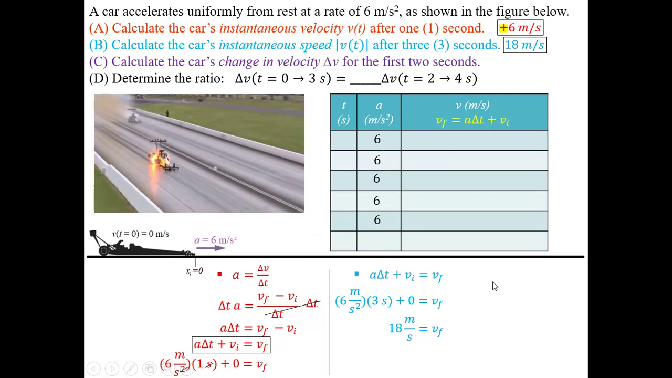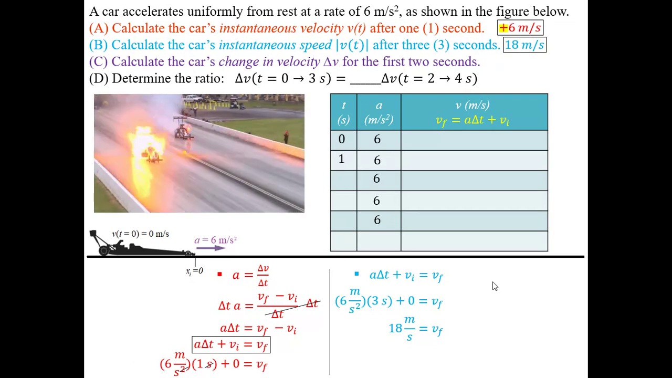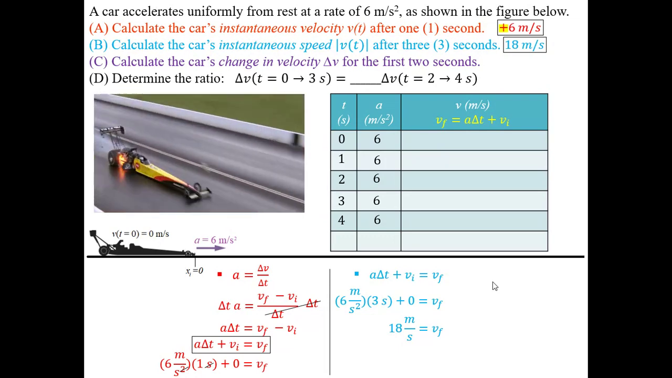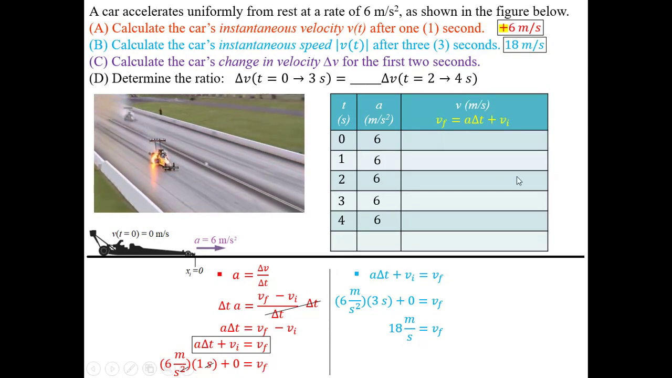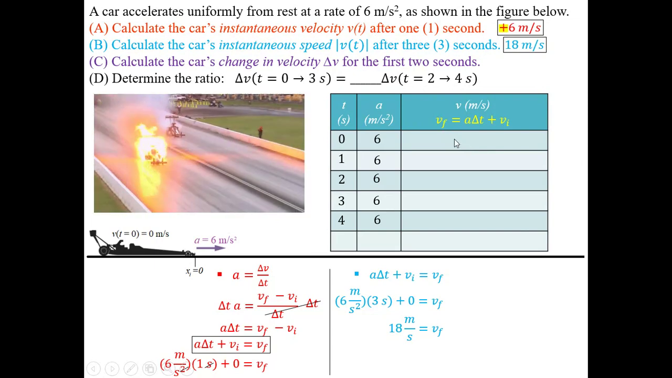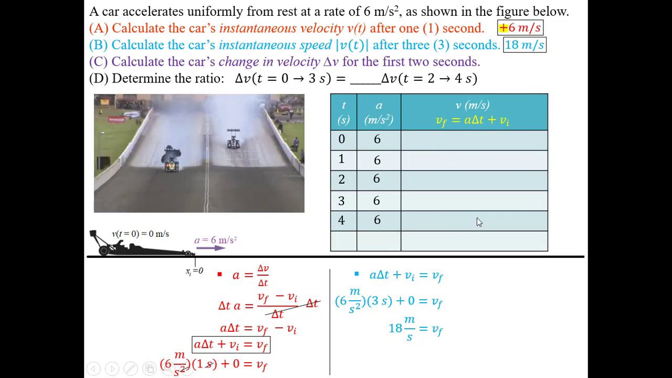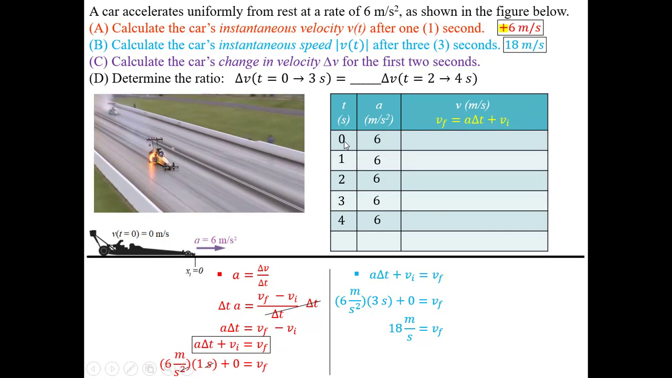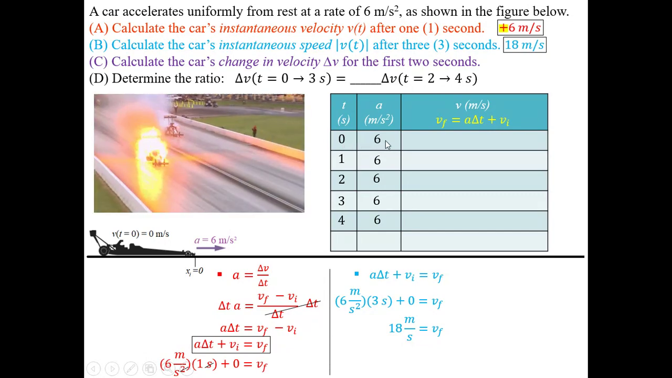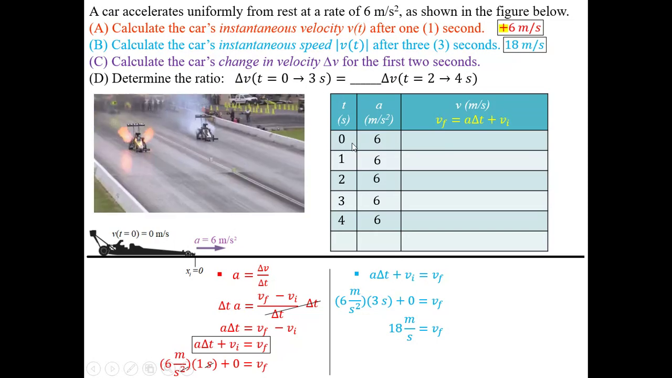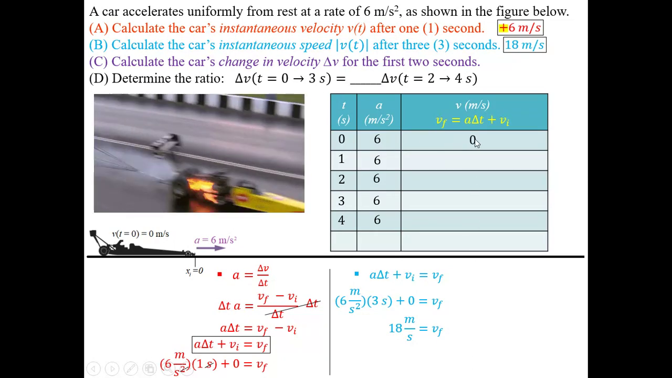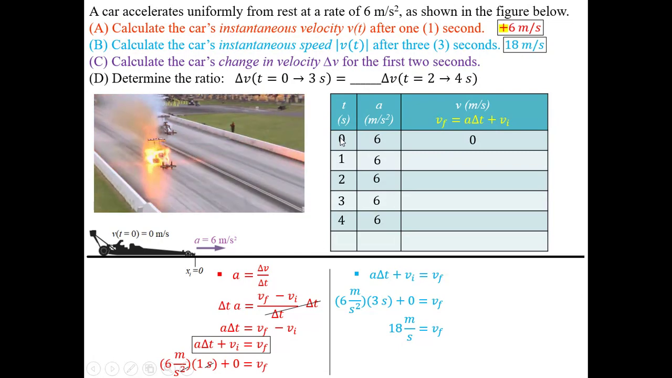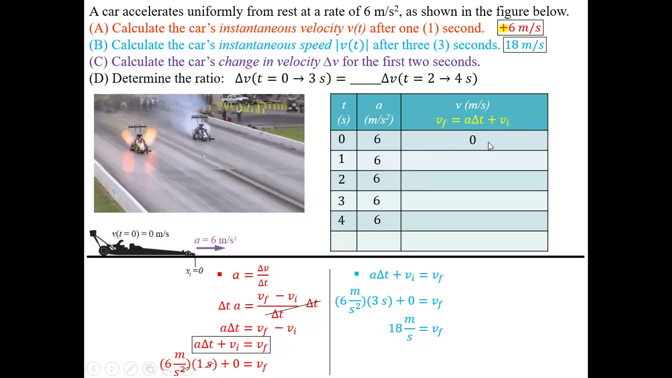The next thing I want to do is fill out the time. I'm going to start at 0 seconds, go to 1, 2, 3, 4, 5, and so on, however many you want to do based on the problem. Now, on the right side, this velocity column is super easy to do. All you have to do is be consistent. At time equals 0, the problem says the car accelerates after that, but at time 0 the car hasn't moved yet. So the velocity is 0. Don't put 6 here.